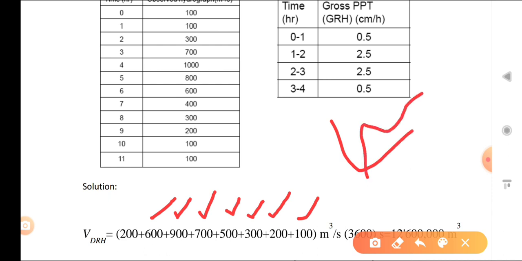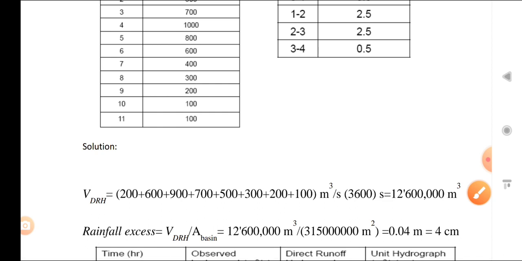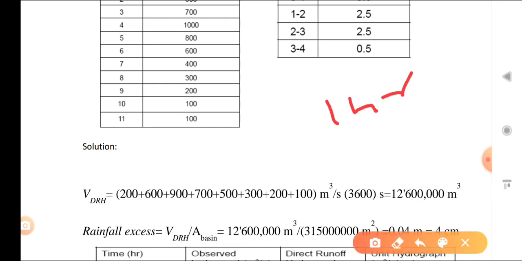So how will we find the volume? Volume will be Q multiplied by time. The time duration is 1 hour, and the unit is meter cube per second, so you have to convert that 1 hour into seconds. So the summation is multiplied by time, 3600 seconds. So the volume will come to 12,600,000. Now we have found the DRH.